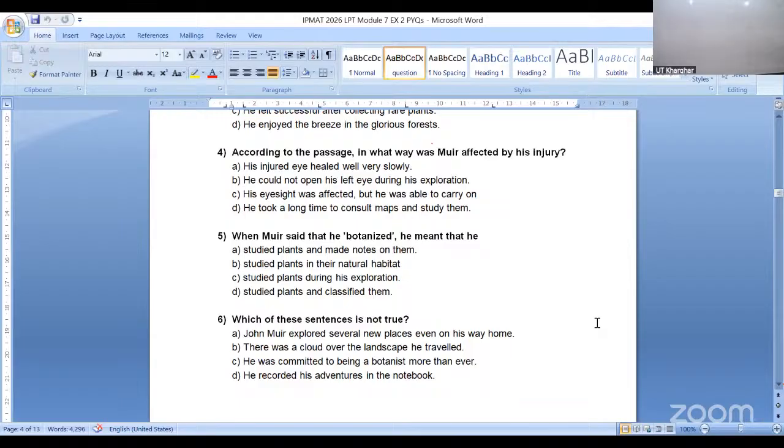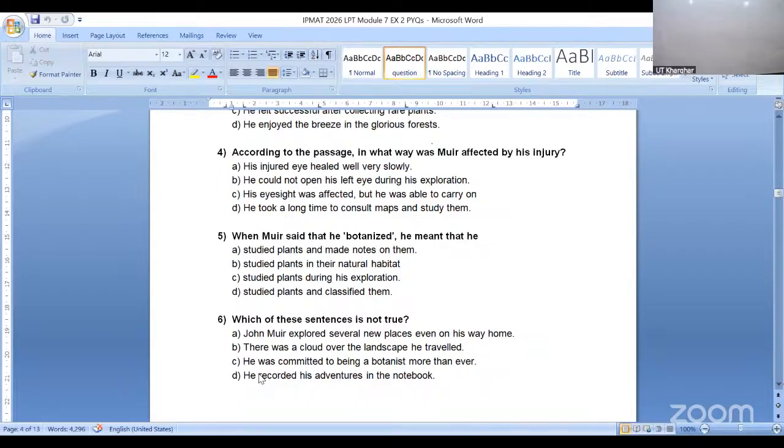Parth? Ma'am, why is it B and why couldn't it be C? You were torn between B and C. Okay, C says studied plants during his exploration. So if you look at C, what is the main thing in C? That he was exploring. He went out on exploration. But what was his main purpose? To study plants where they are, right? In their natural settings or in the natural habitat. So that is what botanized means. Okay, question number 6.